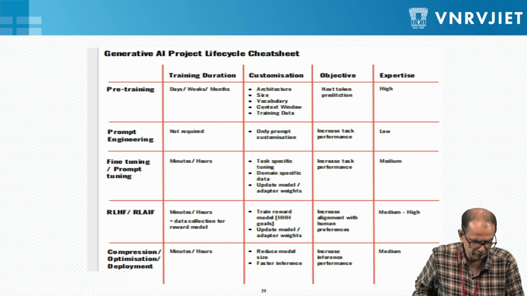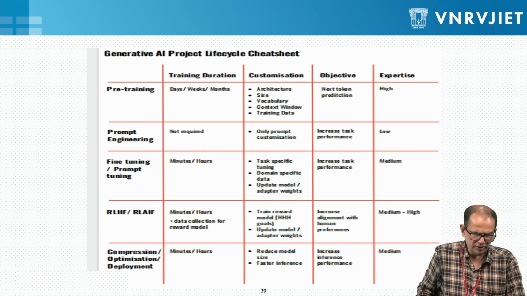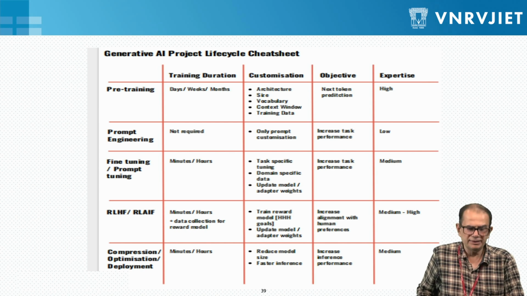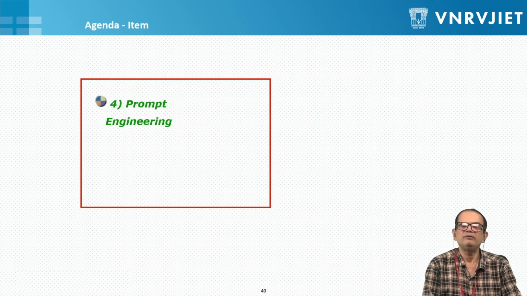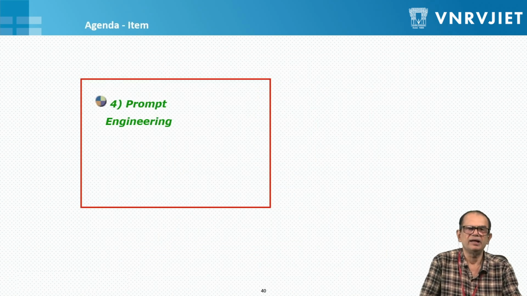Now we also need to fine-tune, and then we need to have reinforcement learning and give some human feedback. So that is what we need to do in the case of generative AI, and this is what we do in a generative AI project.